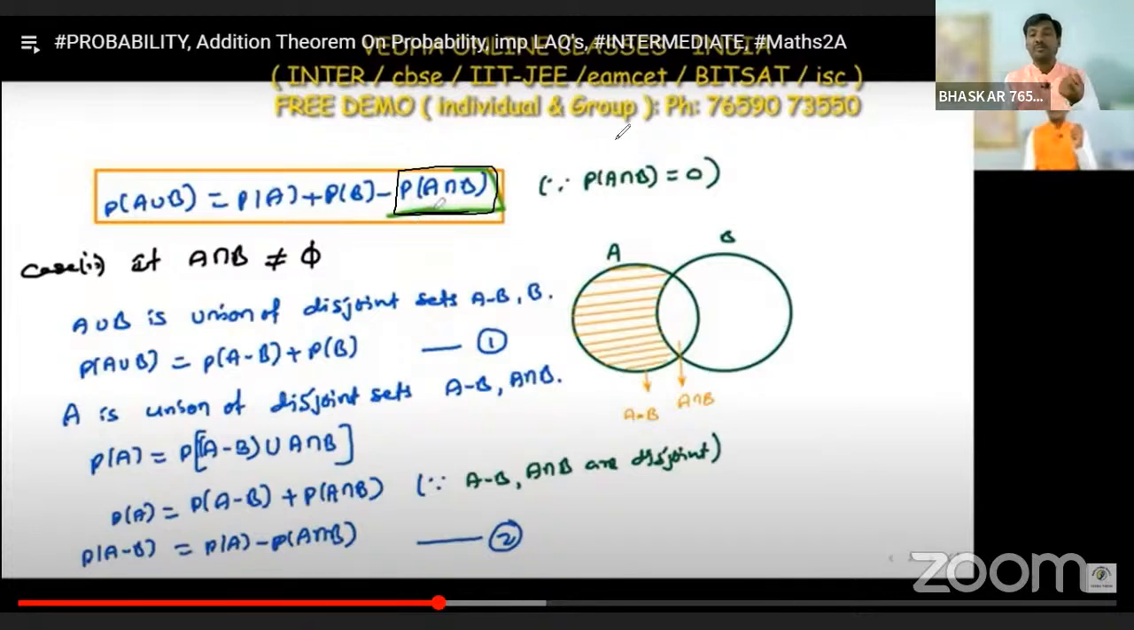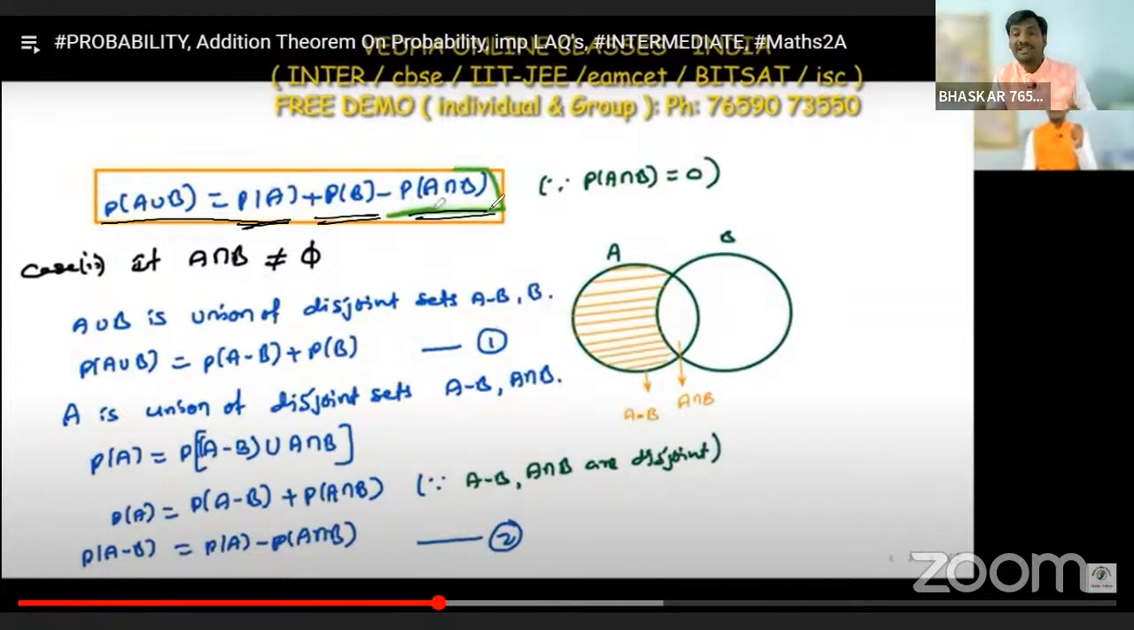What do we have to prove? The probability of A union B is equal to the probability of A plus the probability of B minus the probability of A intersection B. We have to prove that only. So it is proved, but in one case only: if they are disjoint, not intersecting, one is away from the other. In that case it is proved.